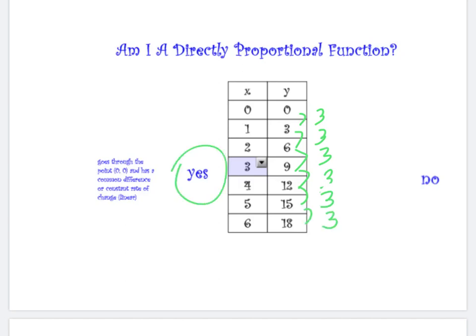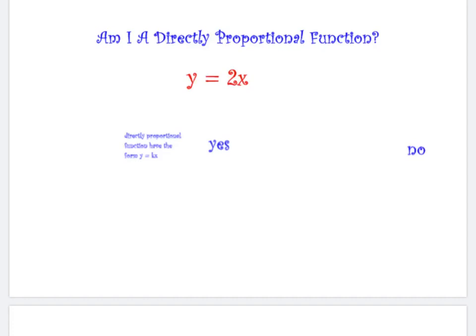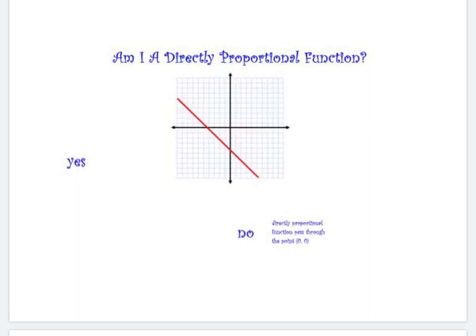So that is a directly proportional function because it has a constant slope, which means it's linear, and it passes through the origin. This equation is directly proportional because it's in the form y equals kx. This graph is not directly proportional because although it is linear, it does not pass through the origin, the point 0, 0.